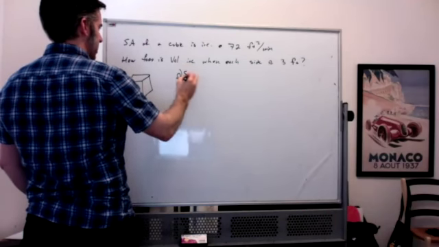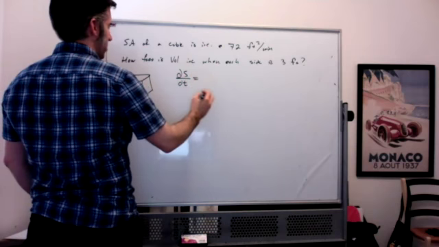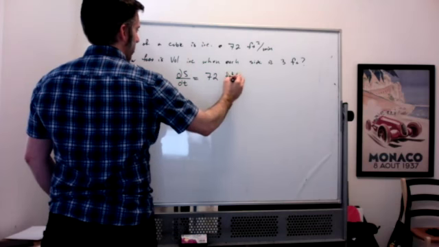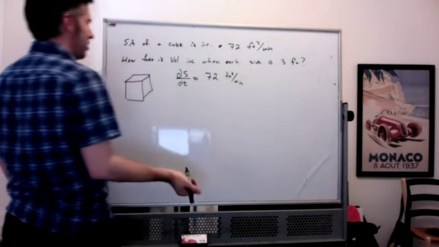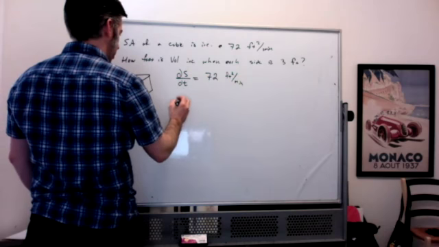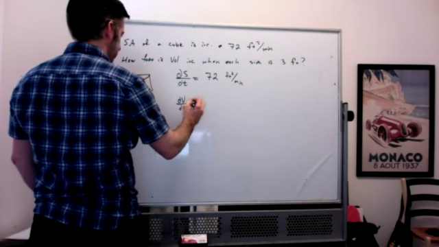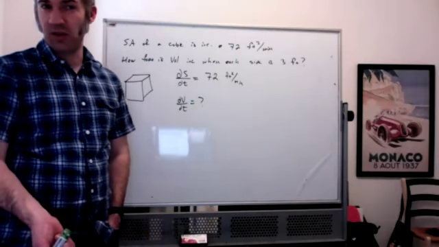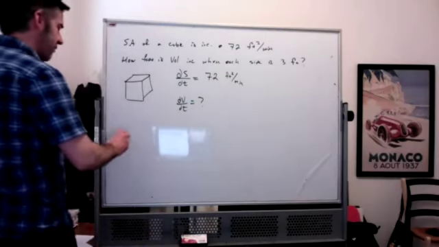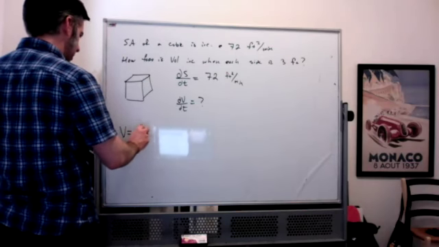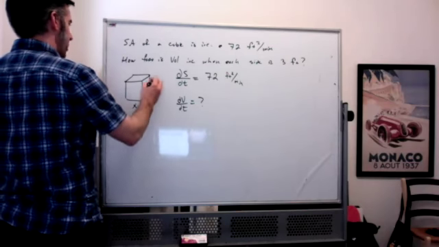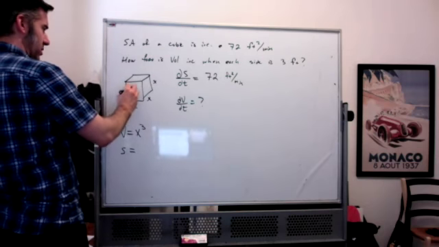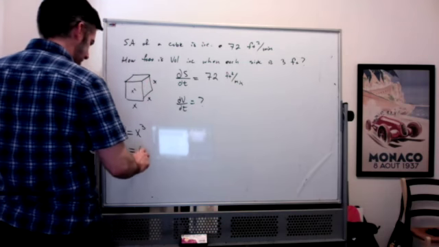So dS/dt is equal to 72 square feet per minute. We want to know what dV/dt is. So we want to know the volume. So we need an equation for volume as a function of surface area, which is kind of atypical. We know the volume of a cube is x cubed, if you call each side x. And the surface area of a cube is, well, each side is x squared, and there's 6 of them, so it's 6x squared.